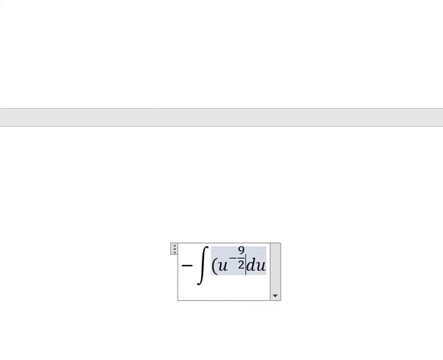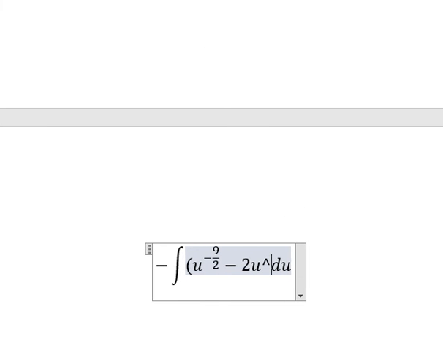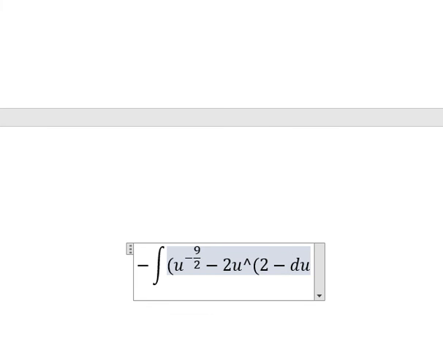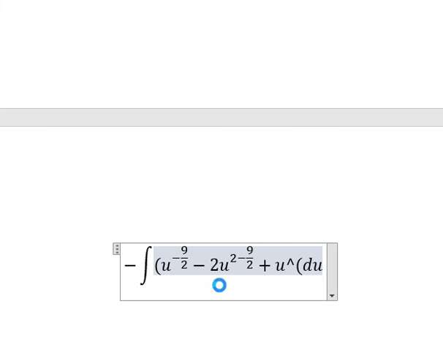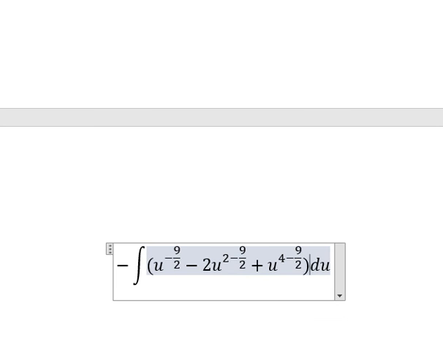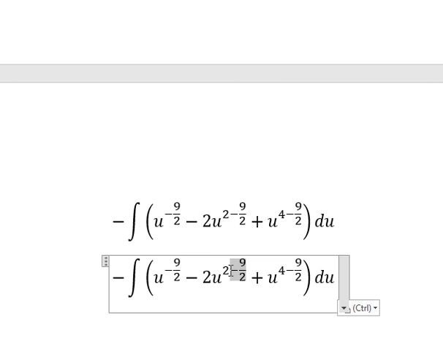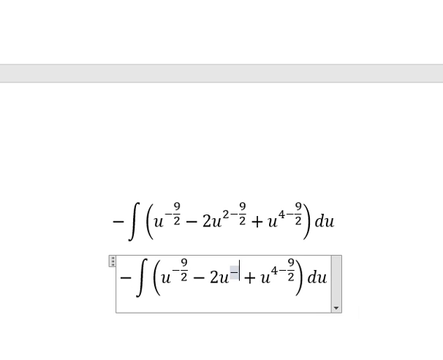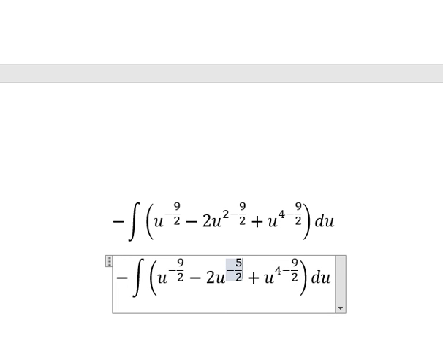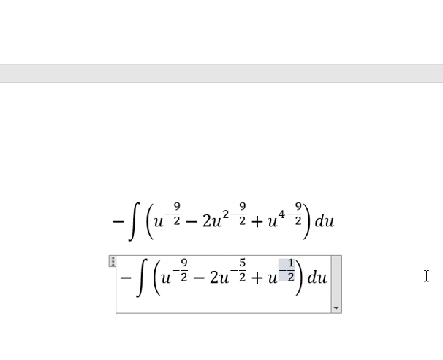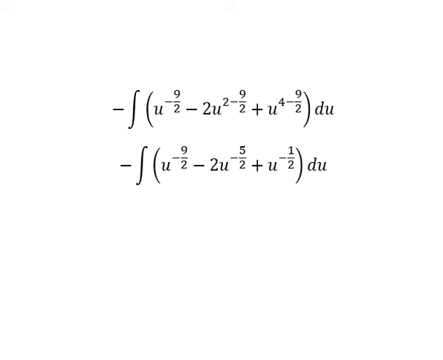And we have negative 2 u square minus 9 over 2. And the last one, you have u to the power of 4 minus 9 over 2. And this one in here, we will get negative 5 over 2. And this one in here, you will get negative 1 over 2. And now we get the final answer.